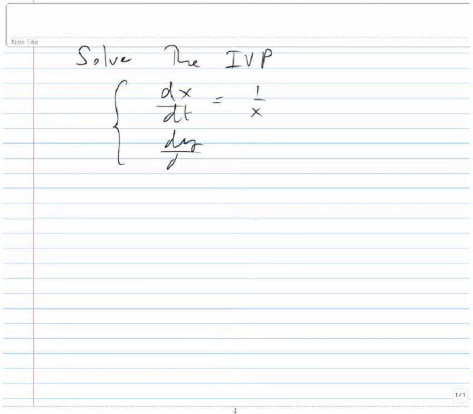dy/dt equals x squared plus 2y, and the initial condition was (1, 2). So they want us to first solve it and then use the nullclines to sketch the solution on the phase plane. So what type of problem do we have here?